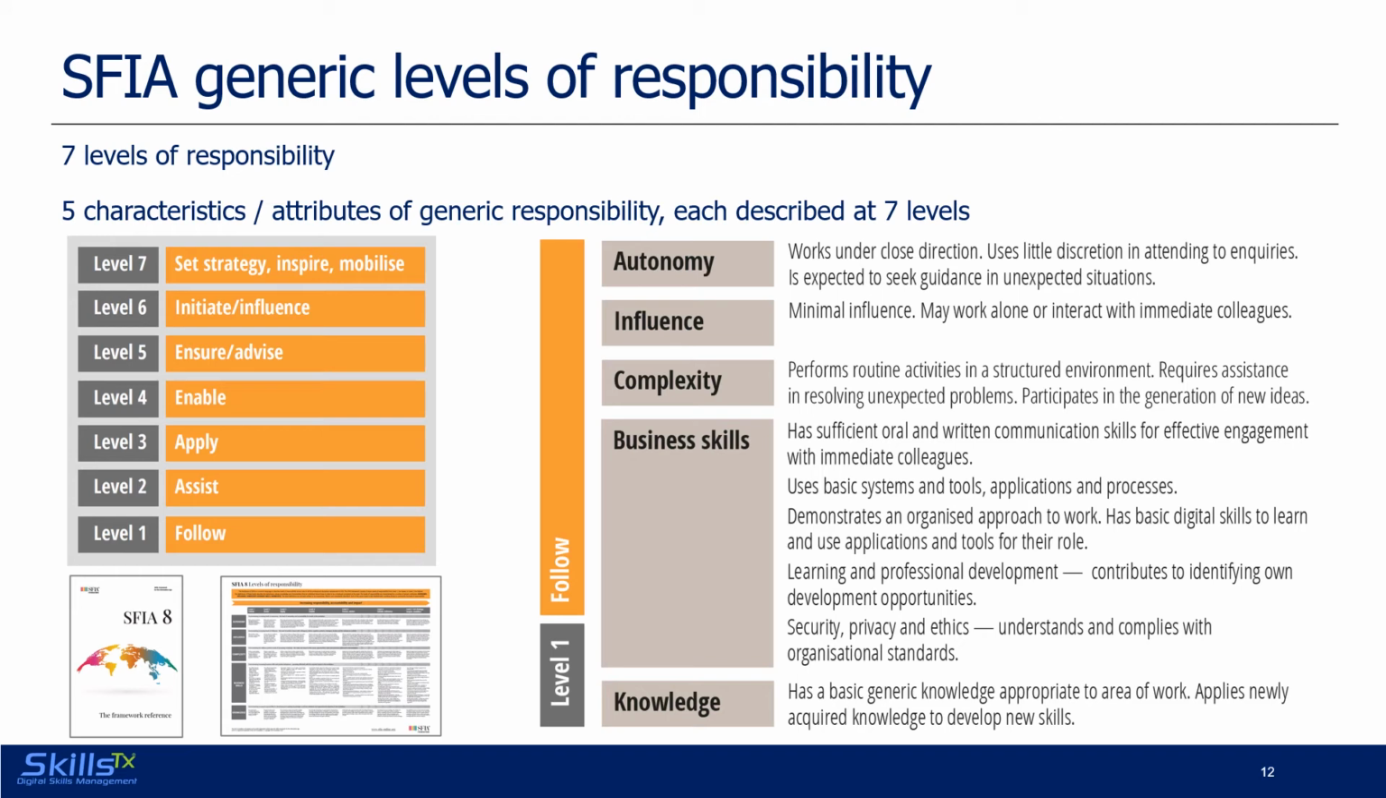In addition to describing 121 professional skills, SFIA also describes 5 key characteristics or attributes of generic responsibility. These are described at each of the 7 levels in the framework. These attributes are autonomy, influence, complexity, business skills, and knowledge. The content of this part of SFIA covers a lot of behavioural factors, things around collaboration, communication, creativity, decision-making, delegation, and a number of other generic attributes and contextual descriptions.